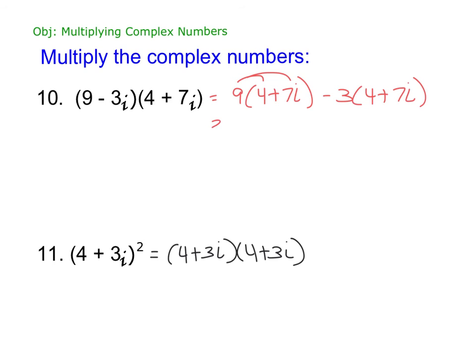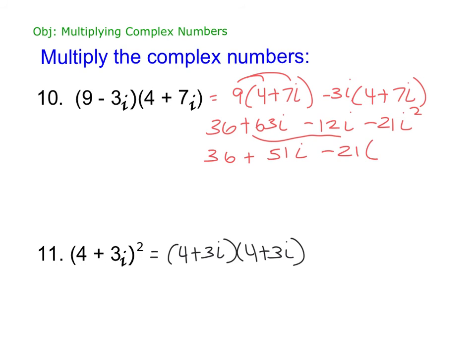Distribute, 36 plus 63i. I keep forgetting the i. This is 3i. All right, so minus 12i minus 21i squared. Middle two go together. 36 plus 51i minus 21, and then I'm replacing my i squared with negative 1, which makes this whole thing plus 21. So that I can combine the 36 and the 21, and I get 57 plus 51i.